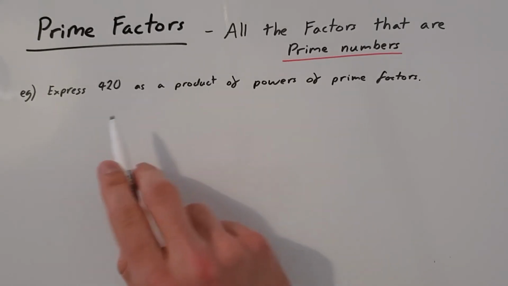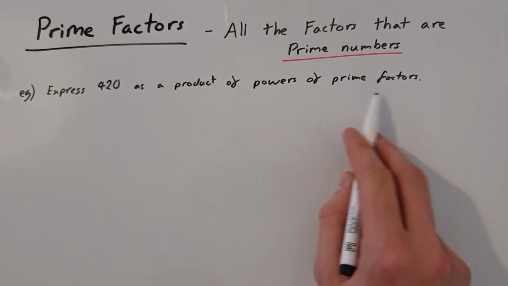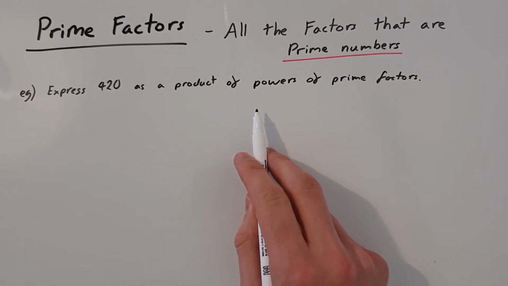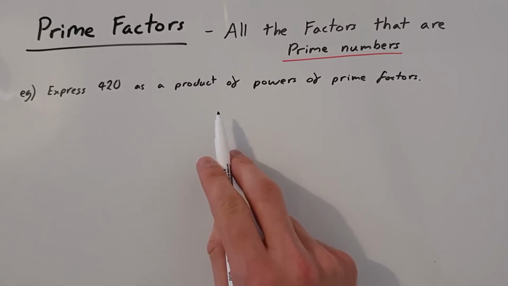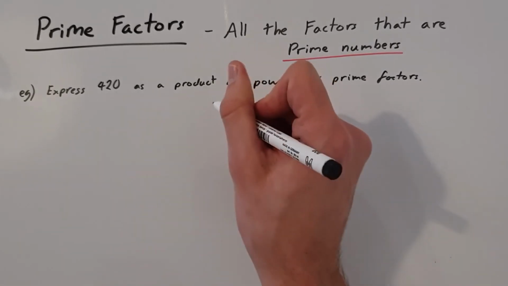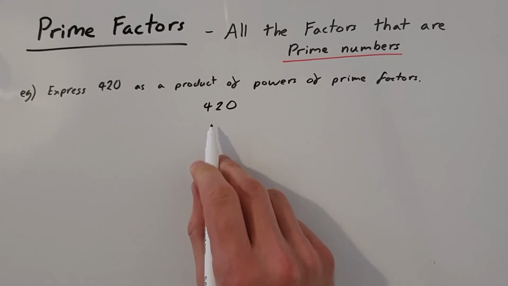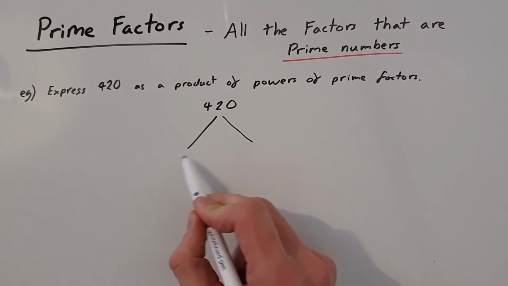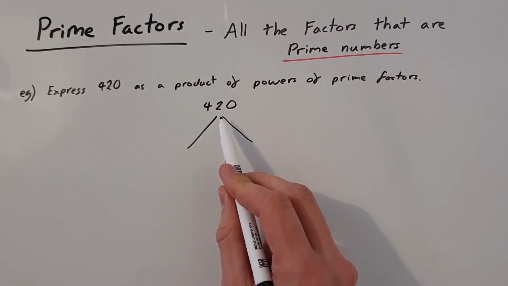Okay, so the example that I've got here then is express 420 as a product of powers of prime factors. With all these sort of questions, the best way to find all of its prime factors is to make a factor tree. So I'll show you how to do that. We'll start off with 420 right at the top of our tree. Then we form branches off the bottom of this tree, just 2 at a time, and at the bottom of these branches we'll find 2 numbers that multiply to give 420.